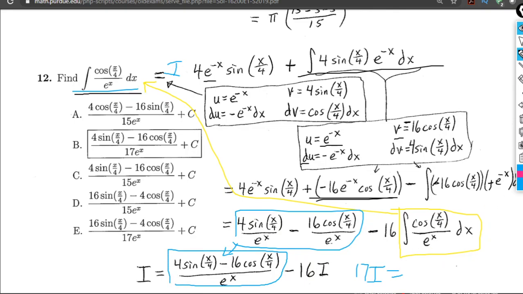And thus, you can divide 17 over, so I would equal 4 sine x over 4 minus 16 cosine x over 4, over 17 e to the x, plus c. Always remember plus c when you do integrals. So that's why that's b.